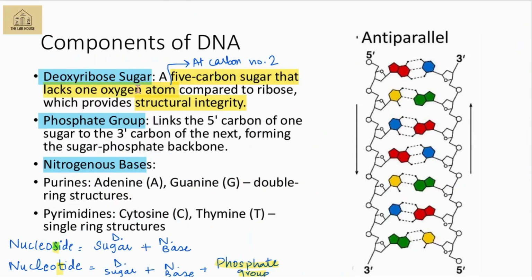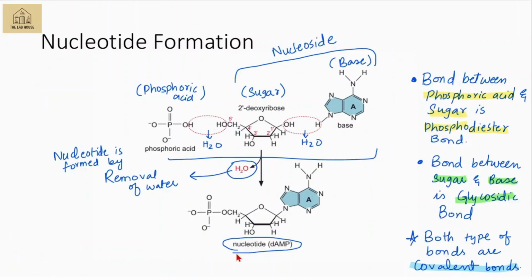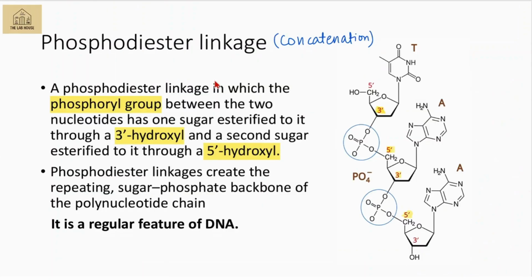Then we saw the components of DNA: deoxyribose sugar, phosphate group, and nitrogenous bases. We saw the difference between nucleoside and nucleotide. Nucleoside contains sugar and base only, while nucleotide contains the phosphate group too. Then we saw the nucleotide formation. There are two covalent bonds formed: between sugar and base, called the glycosidic bond, and between sugar and phosphoric acid, called the phosphodiester bond. The phosphodiester linkage is formed between the 3-hydroxyl group of one sugar and the 5-hydroxyl group of the next sugar, and this process is also known as concatenation.